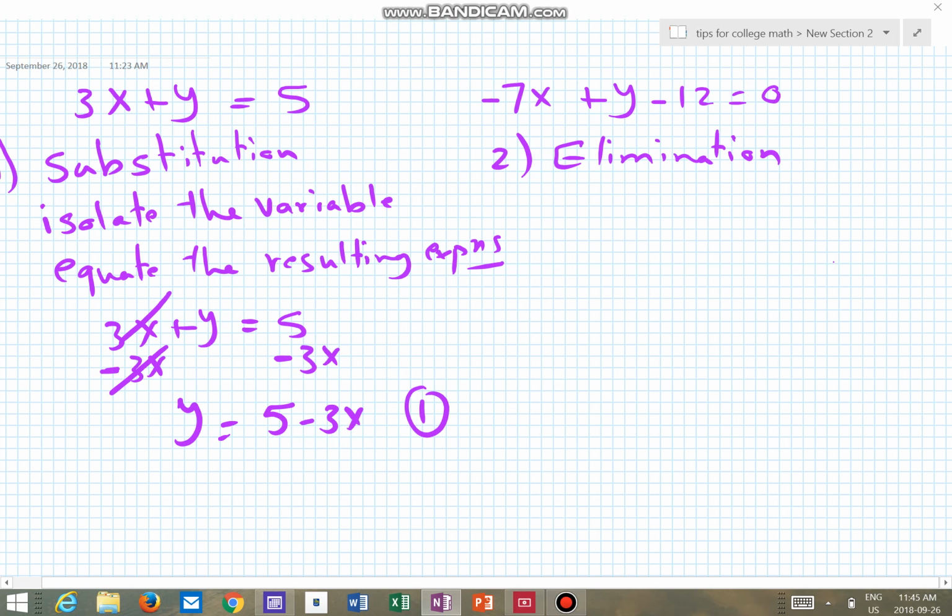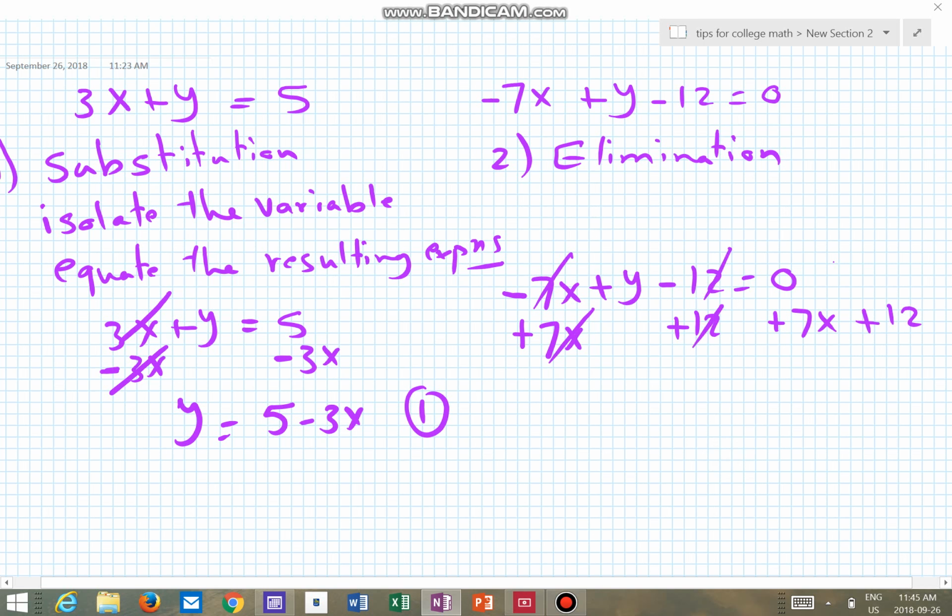If I want to do the same for my second equation, negative 7x plus y minus 12 equals 0, I want to get rid of the x again. I am going to add a 7x to both sides of the equation. So this will cancel out. Then I am going also to add a 12 to both sides of the equation. So this also cancels out. The result will be y equals 7x plus 12. I'm going to call this equation number 2.